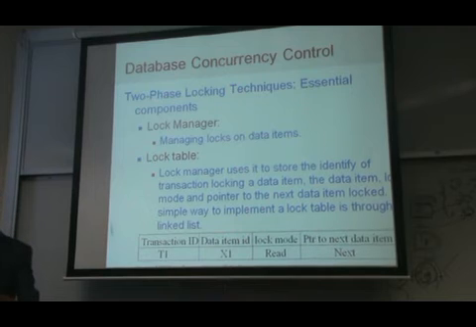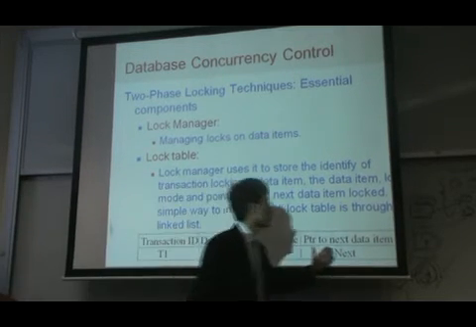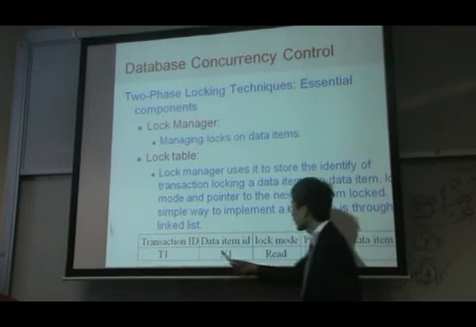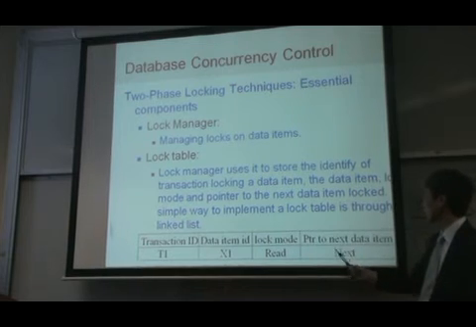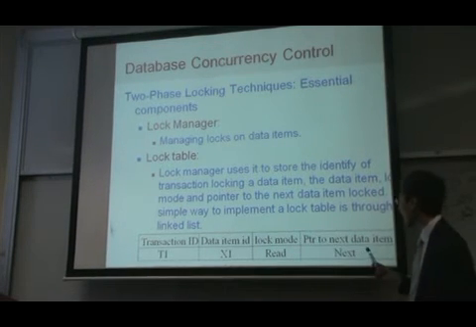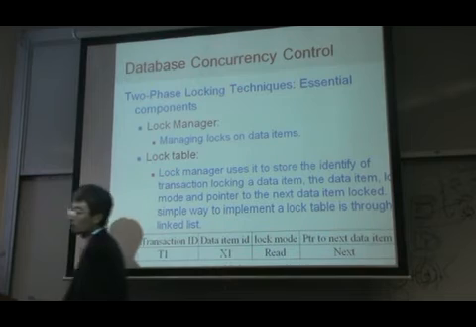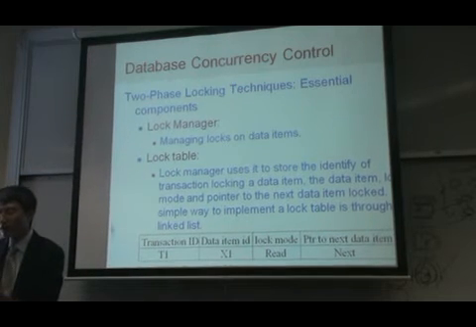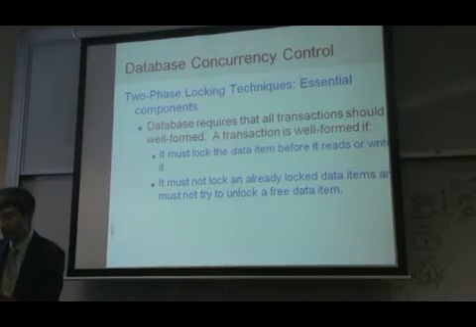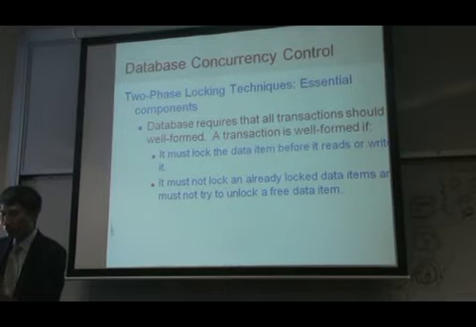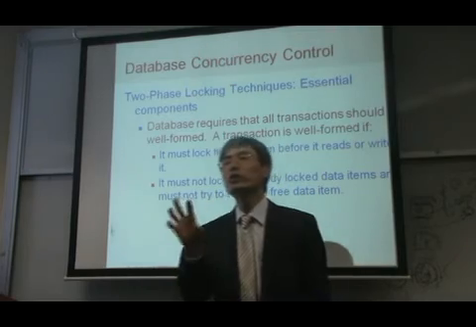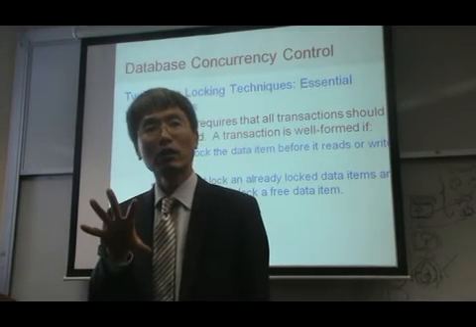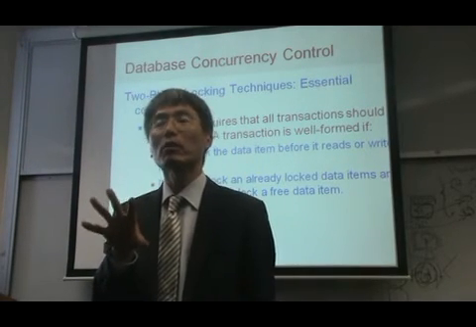So the lock manager keeps track of this information: basically the transaction ID, the data item, the lock type, and the pointer to the next data item. This is called the lock table. Each DBMS manages such lock information. So when you process any data item, like a read or write, you need to get the lock first. That is the basic operation of the lock manager.